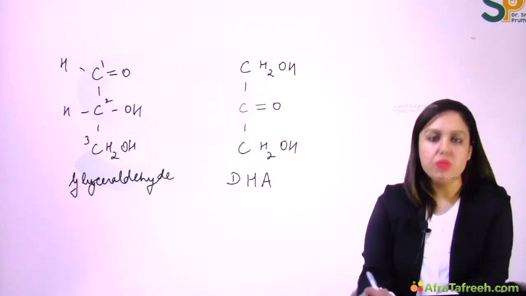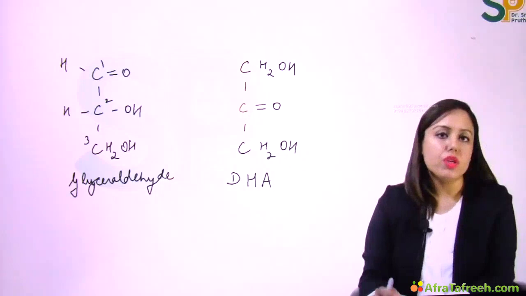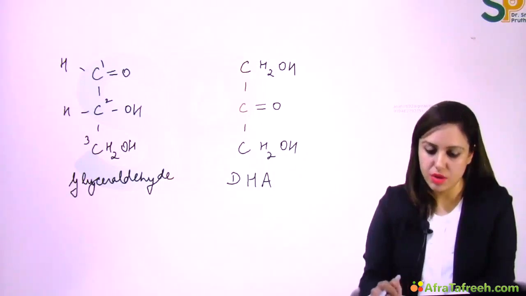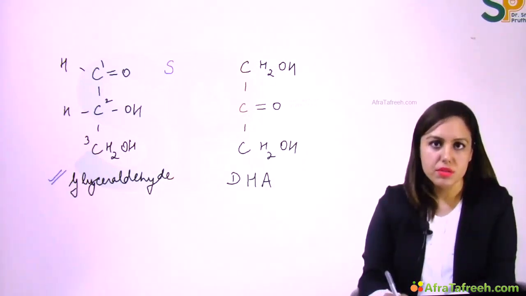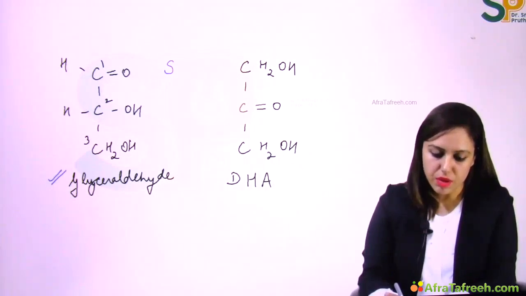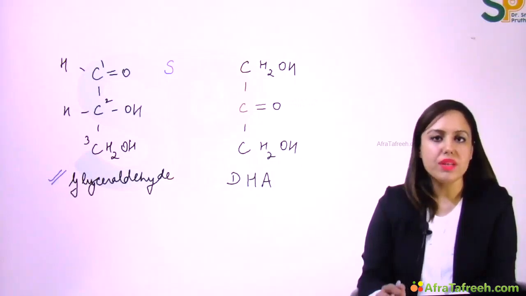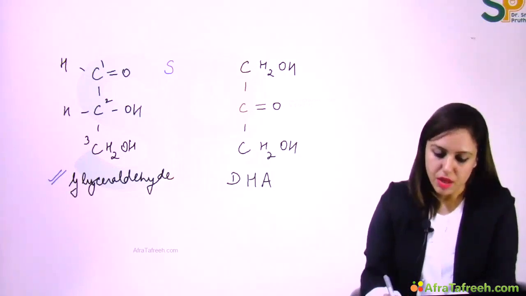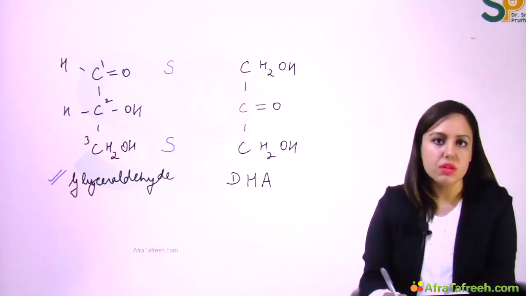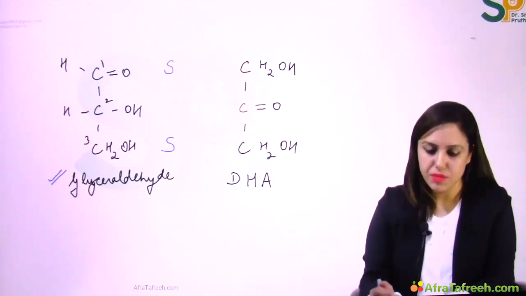Dihydroxyacetone. They are functional isomers of each other, right? Now we have to see how many asymmetric carbons are there. First look at glyceraldehyde. In glyceraldehyde, C1 is symmetric. This carbon is attached with oxygen with a double bond, two valencies occupied by the same atom, that is oxygen, so it is symmetric. Then C3 is also symmetric, that is CH2, two hydrogens, same, so symmetric, right?